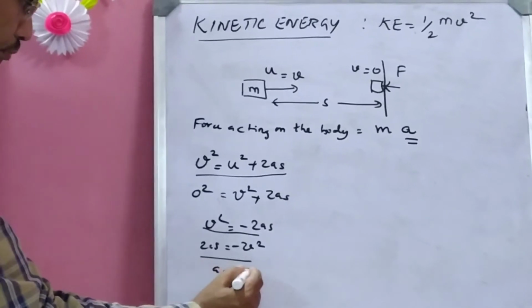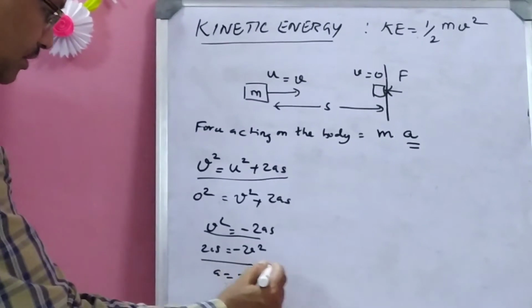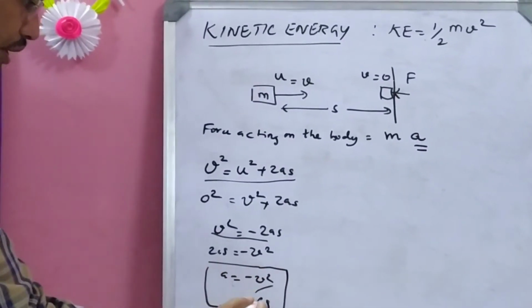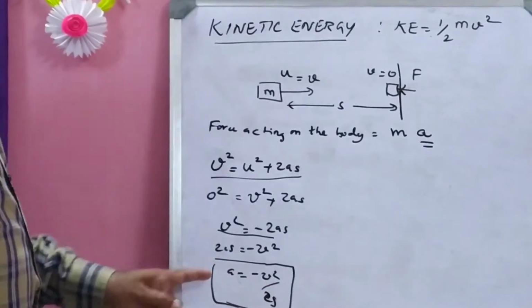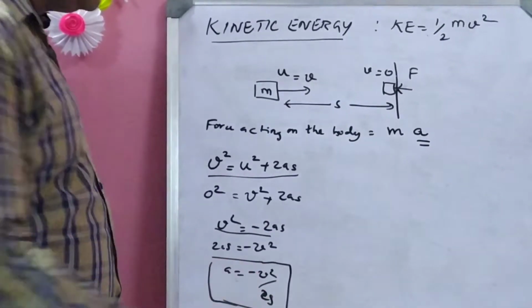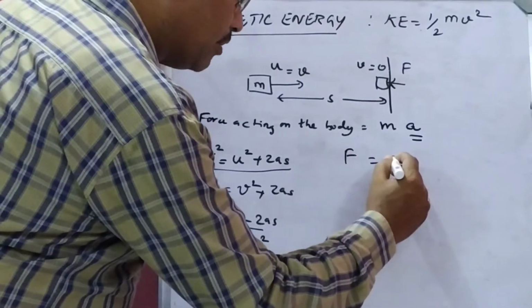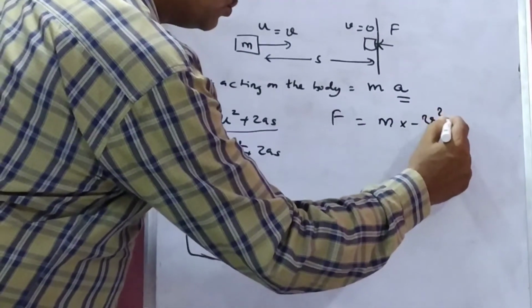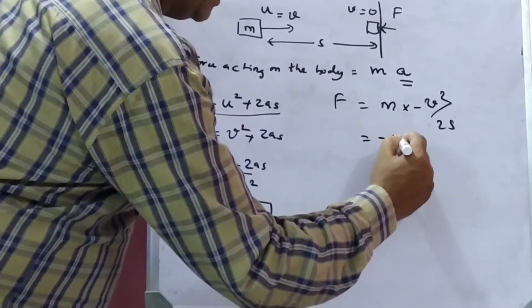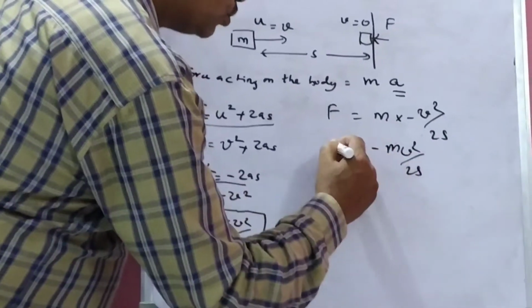So a is equal to minus v square by 2s. The acceleration is equal to minus v square by 2s. If you substitute here, force acting on the body is equal to m into minus v square by 2s. So we are getting minus mv square by 2s. It is the force acting on the body.